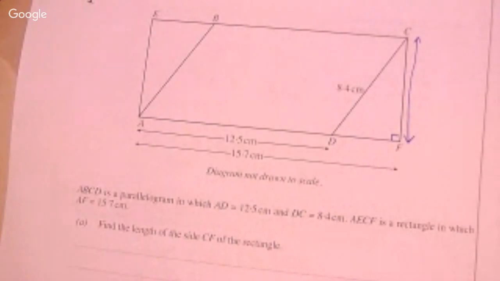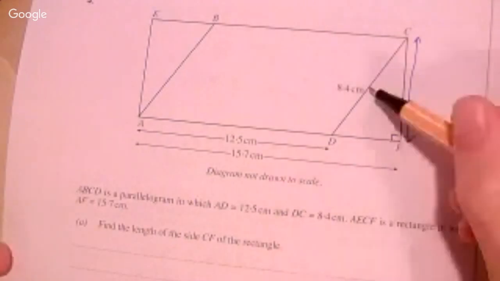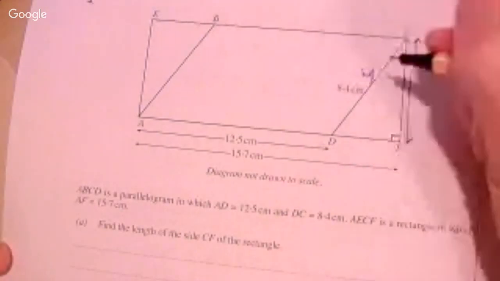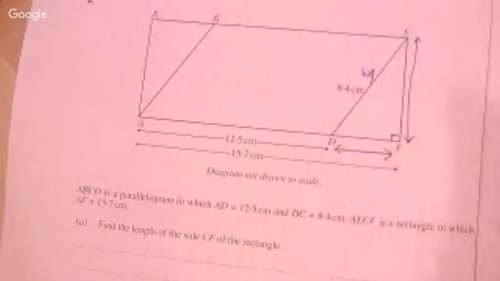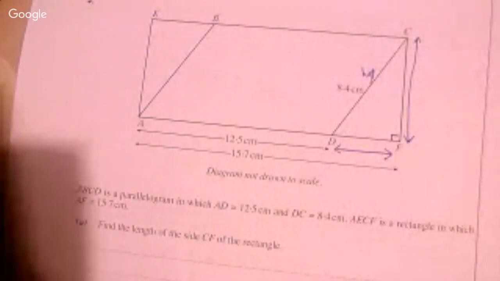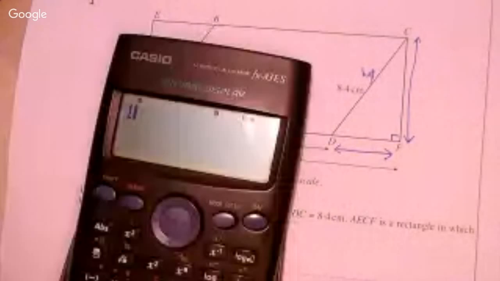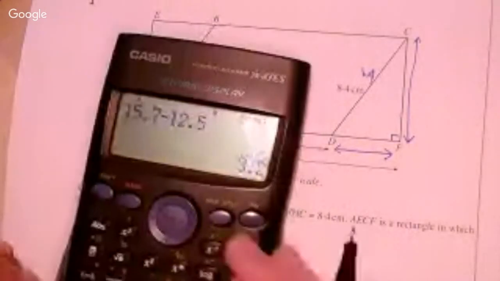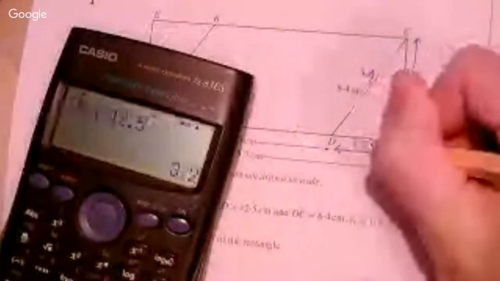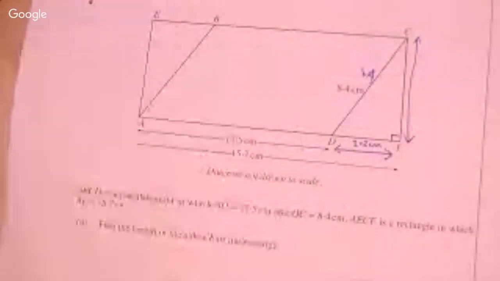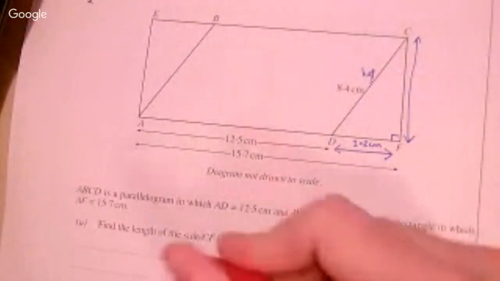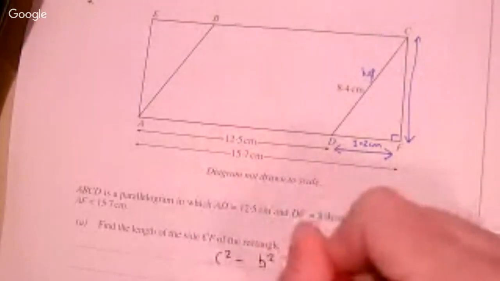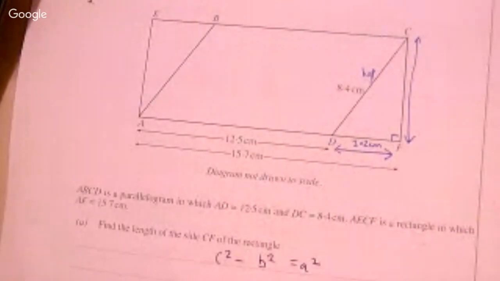Now, in terms of what it wants me to do to work this out, I could use Pythagoras because I've got the hypotenuse there opposite the right angle. And although it doesn't look like it at first glance, I do actually know that length there by doing 15.7 subtract 12.5. So 15.7 subtract 12.5 gives me 3.2 centimeters here. And because I know what the hypotenuse is, I'm not going to use a squared plus b squared equals c squared. I'm going to straight away drop to that formula to being c squared minus b squared equals a squared, because I'm given the hypotenuse.